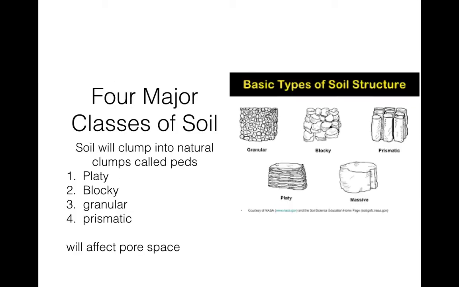There are 4 major classes of soil. Remember, when you pick up soil, it will naturally clump together, and those natural clumps are called peds. Now, why are the different classes of soil important? It's because of how they're packed together. And this will affect their pore space, which will affect how water filters through, how roots can get through the different areas, little animals and things like that. So there are 4 types: platy, blocky, granular, and prismatic. It's important that you understand how those are put together is going to affect how that soil is made and how things penetrate it.